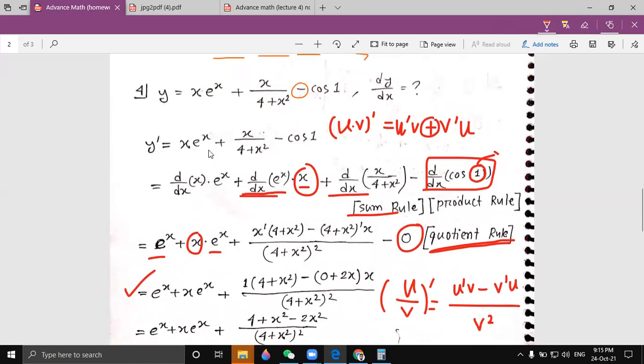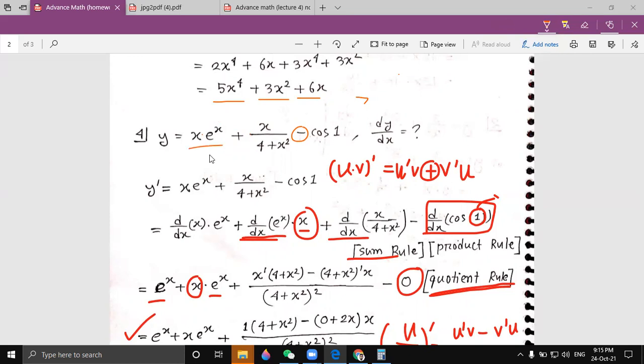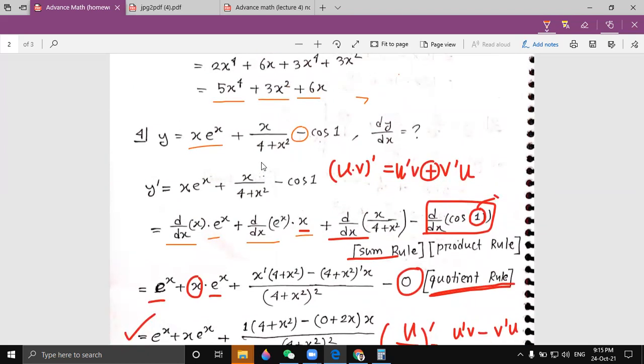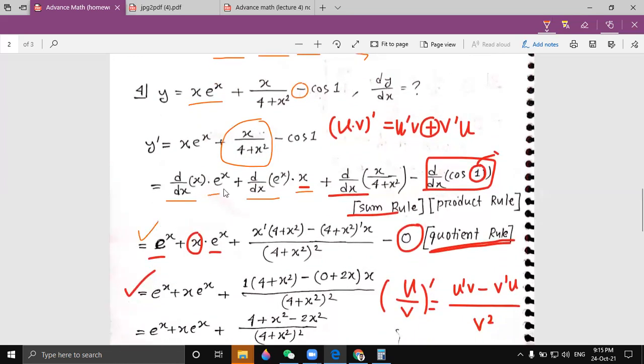So now let's firstly differentiate this. Here we will apply the product rule. That means we differentiate x and we keep e to the power x. And again we keep x and we differentiate e to the power x. You see here? We differentiate x and we keep e to the power x, and then we differentiate e to the power x and we keep x. That is our product rule. And we will use the quotient rule on the next line, because if we do this in this line, it will make a long line.